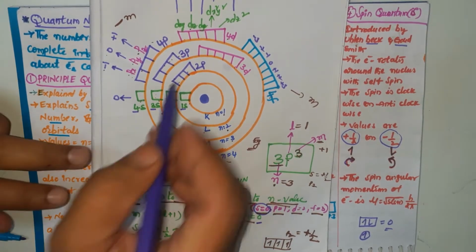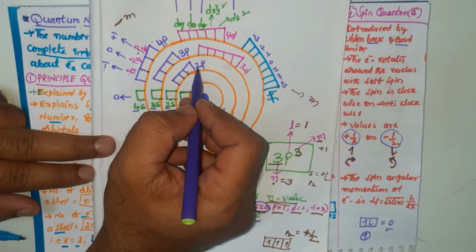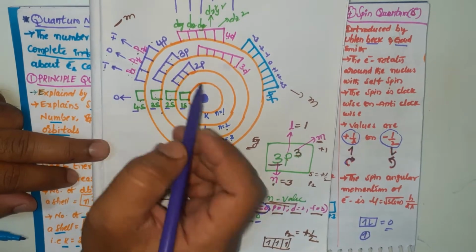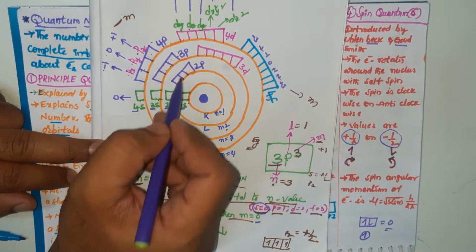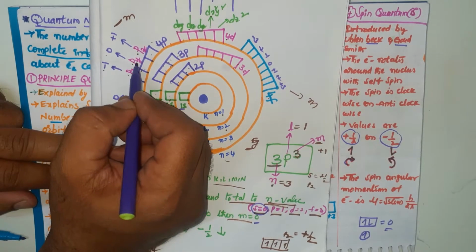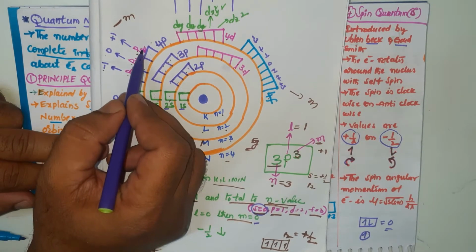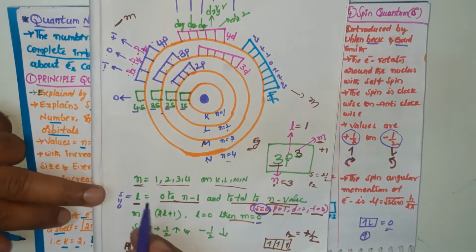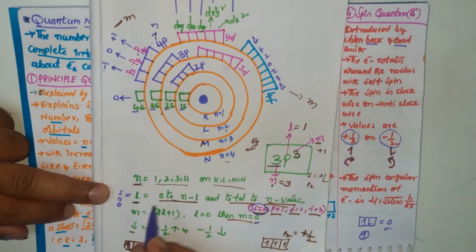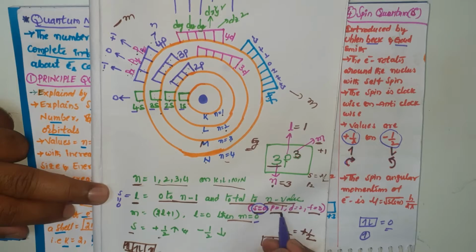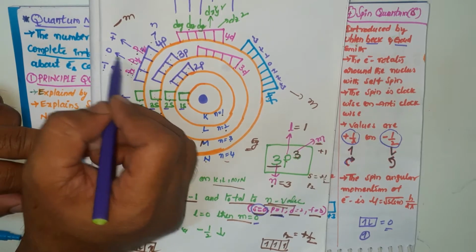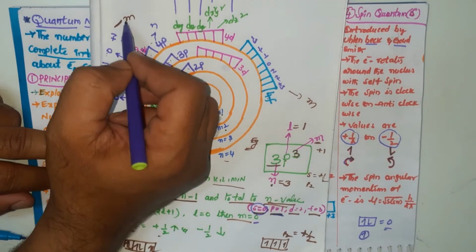In the second shell there is 2p, in the third 3p, in the fourth 4p. Every p subshell has 3 orbitals, that are px, py, pz. This is the n value. The l value for the p orbital is 1. For px, py, pz, the middle one is 0, the right side one plus 1, and minus 1. This is the m value.